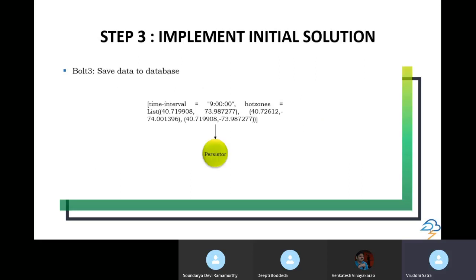For the next bolt, we will store the output to a database, and later on we can build a JavaScript-based web application that can read the heat map values from this database and then interact with the Google Maps API to build a geographical visualization from these calculated values.